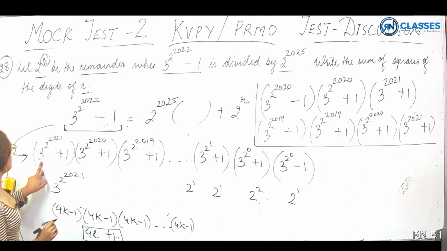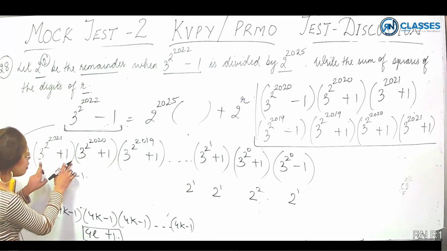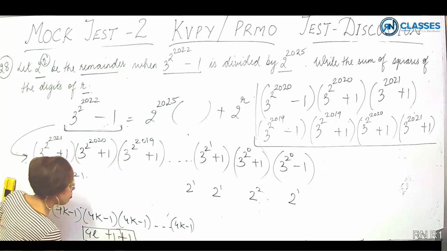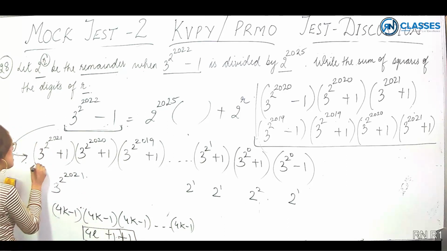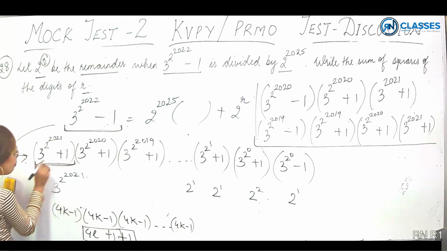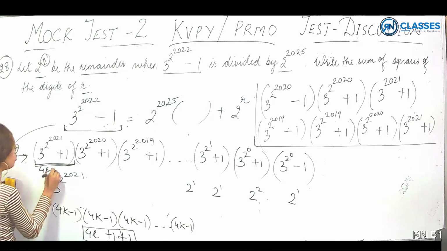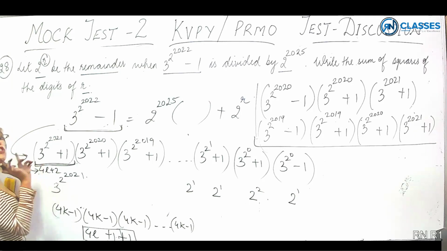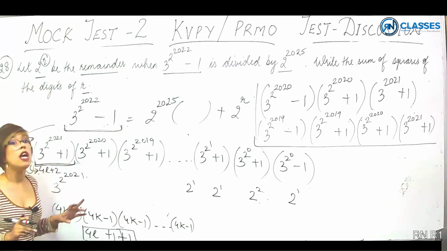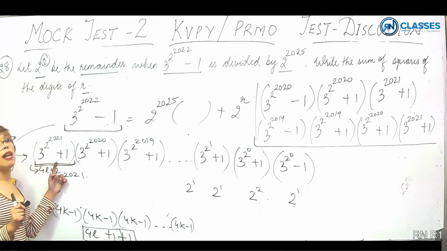I am not talking about this number. I am talking about this plus 1. So plus 1. That means this number is actually of the form 4L plus 2. That means it is not divisible by 4. Right? So just one factor of 2 I'll get.